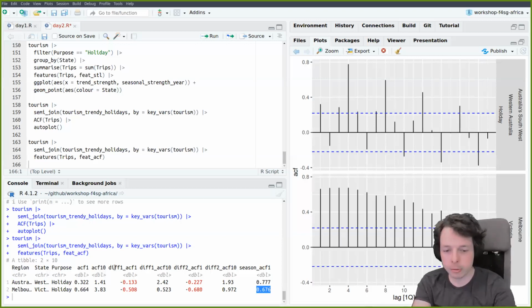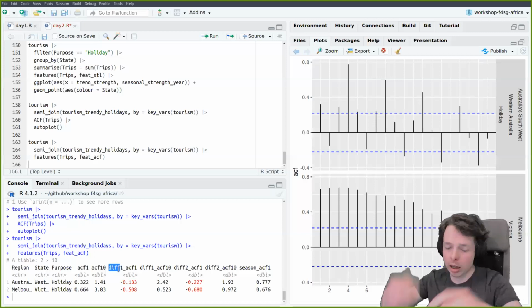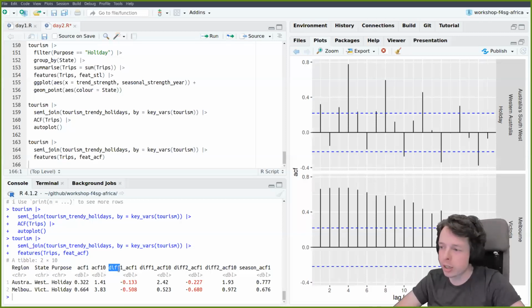We also have autocorrelations on the differences of the data, which will become more informative on day 4 when we look at ARIMA modeling, which uses differences to simplify the data, much like we've used log transformations to simplify seasonality today.